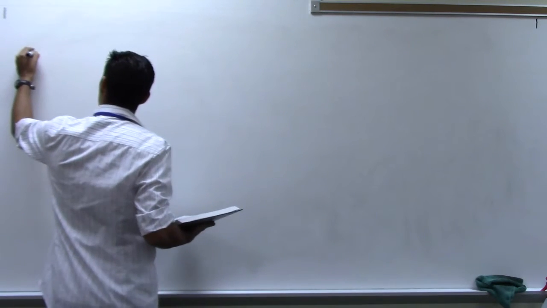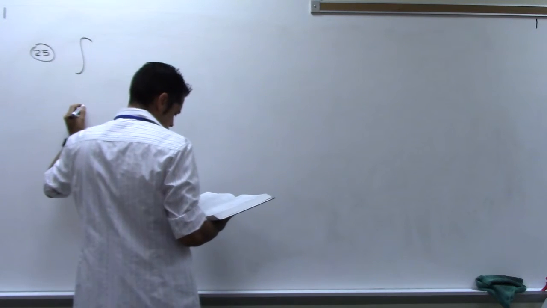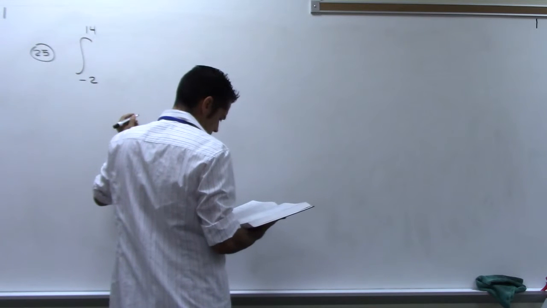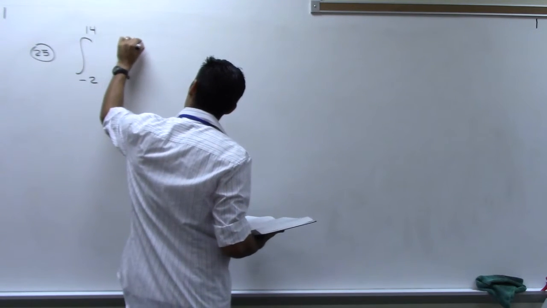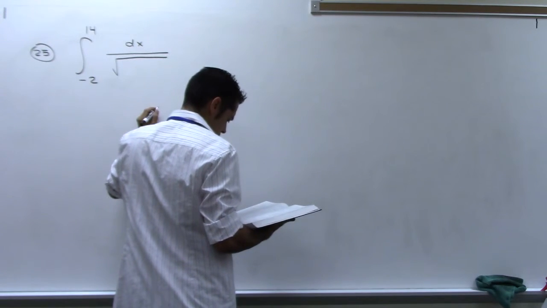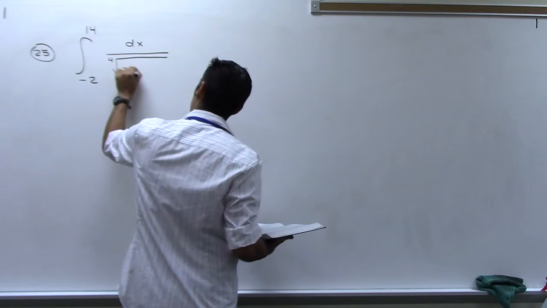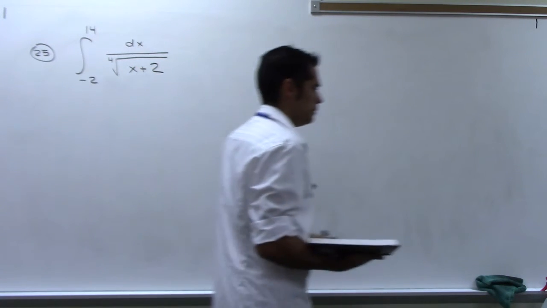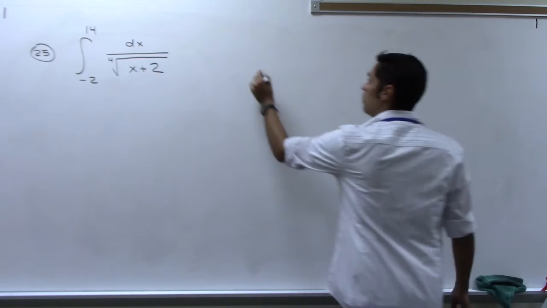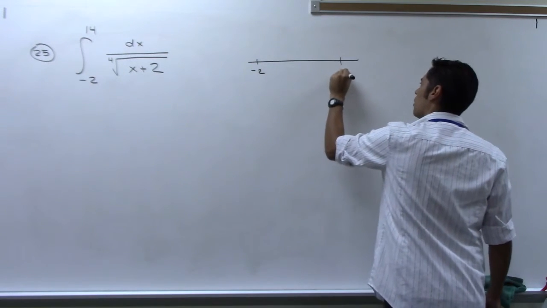Number 25. Integral from -2 to 14 of dx over the fourth root of x plus 2. So let me draw my interval here. -2 to 14 is where we're looking.